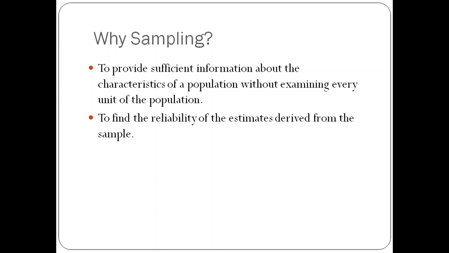Now why do we have to do sampling, or why is sampling done? Number one, to provide sufficient information about the characteristics of the population without examining every unit of the population. And the second purpose is to find the reliability of estimates derived from the sample. What are estimates? We will study it in this chapter.